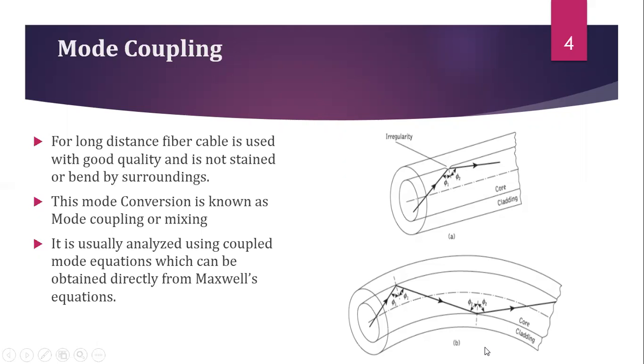Thus, individual modes do not normally propagate throughout the length of the fiber without large energy transfer to adjacent modes, even when the fiber is exceptionally good quality and it is not strained or bent by its surroundings. So this mode conversion is known as mode coupling or mixing. Actually, this is usually analyzed using Maxwell's equations directly. Irregularity means in the core we have, here we have shown the irregularities, like this type of irregularities, and bending of fiber like this. So these are the parameters we will find out in the mode coupling, right?